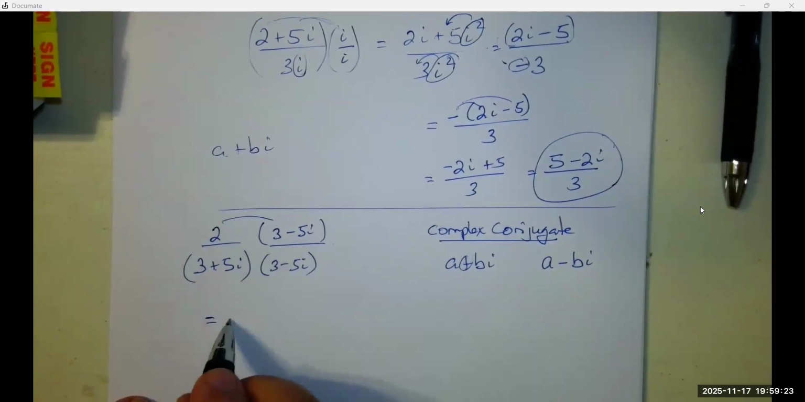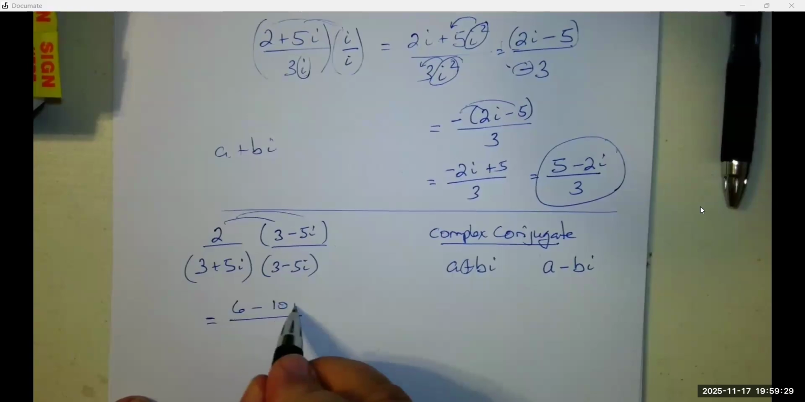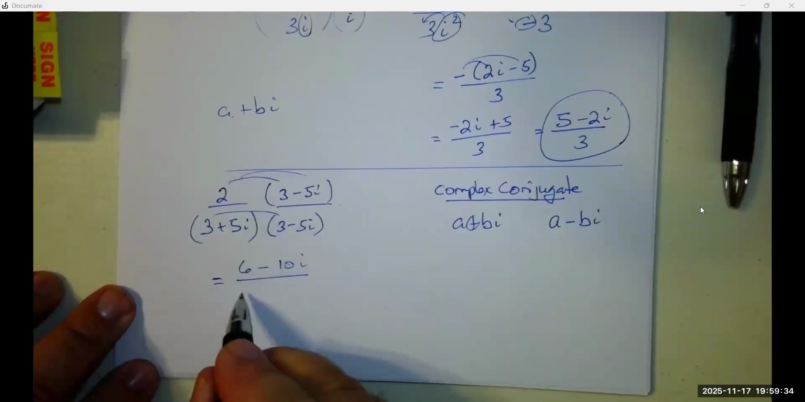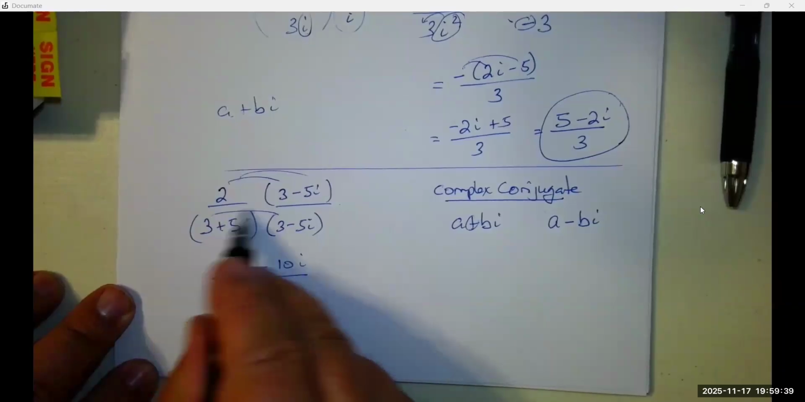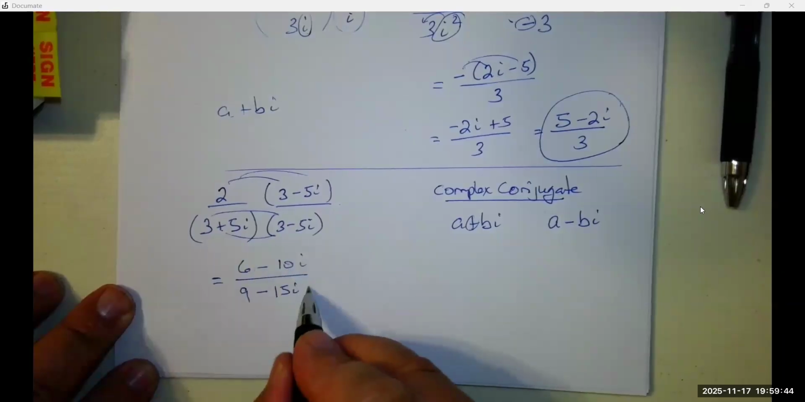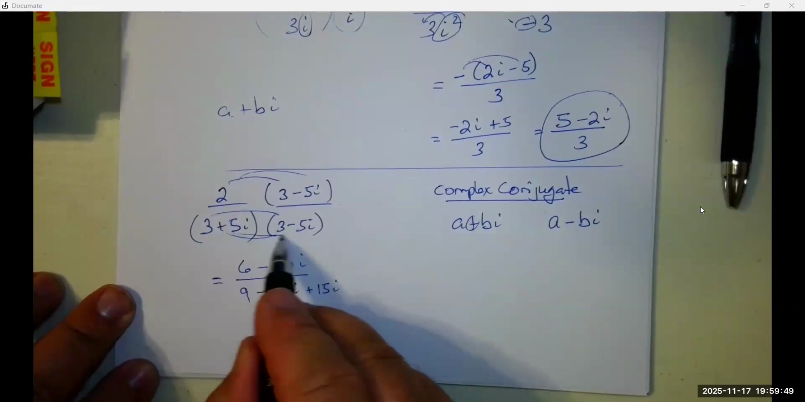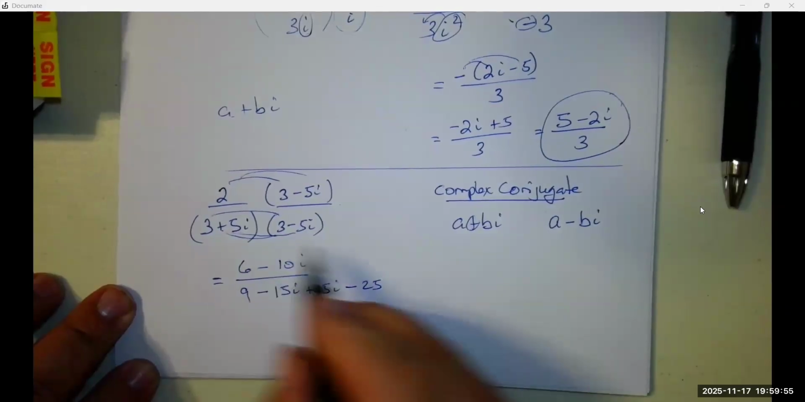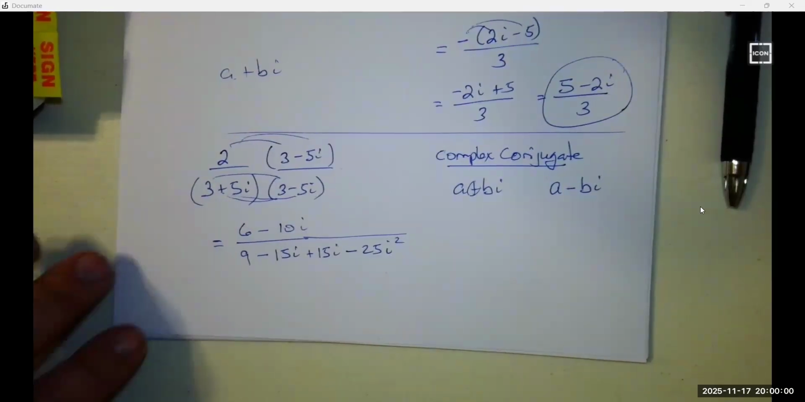So 2 times 3 is 6. Positive and negative is negative. 2 times 5 is 10i. 3 times 3 is 9. Positive and negative is a negative. 3 times 5 is 15i. Positive and positive is a positive. 5 times 3 is 15i. Positive and negative is a negative. 5 times 5 is 25 i squared. It's a lot of writing. I'm going to show you a shortcut in a second.